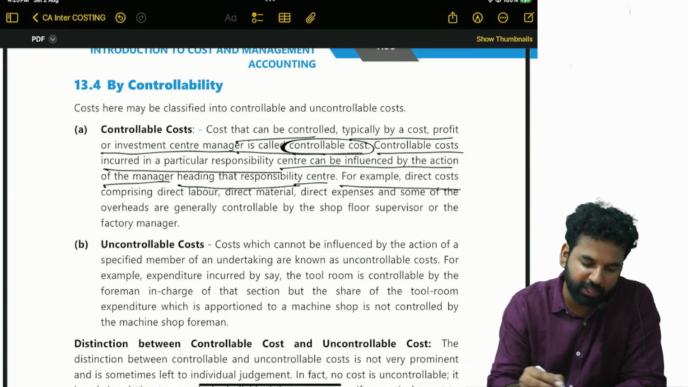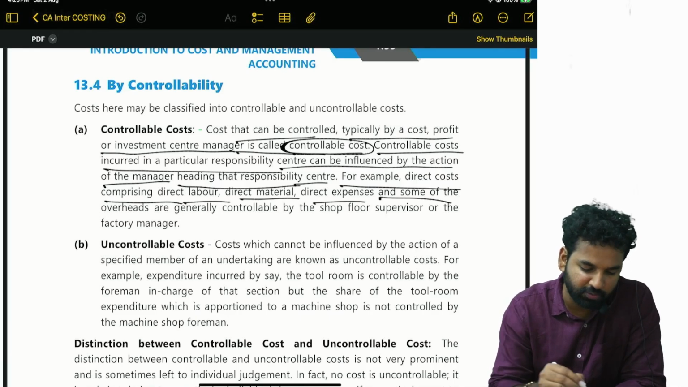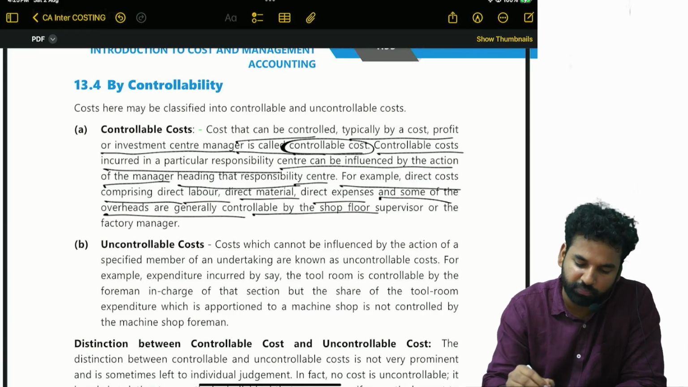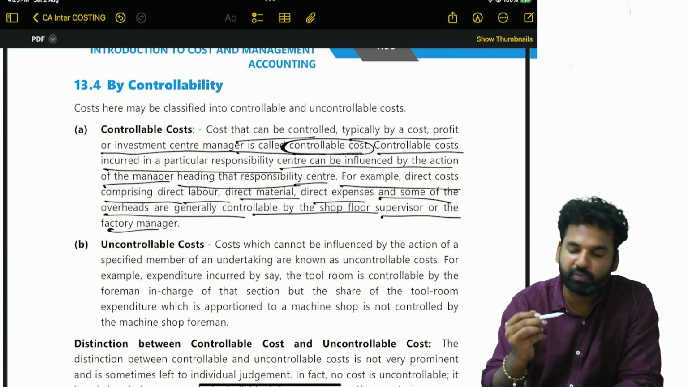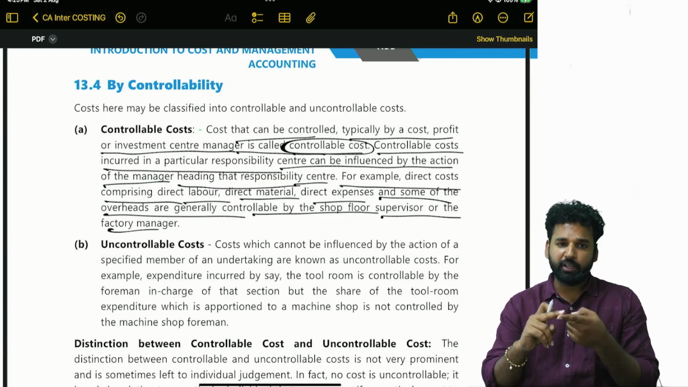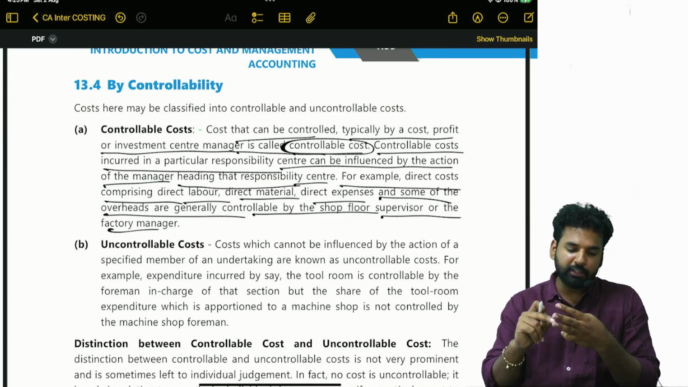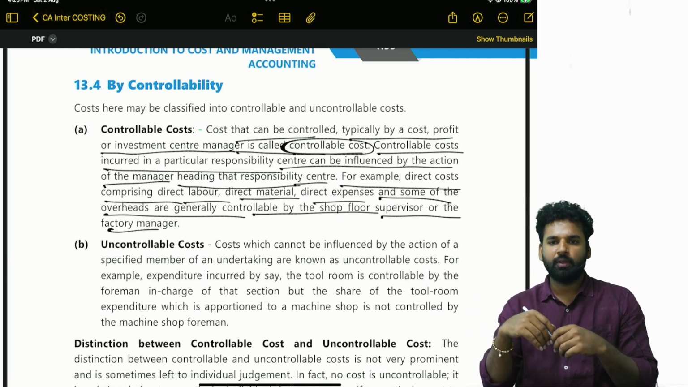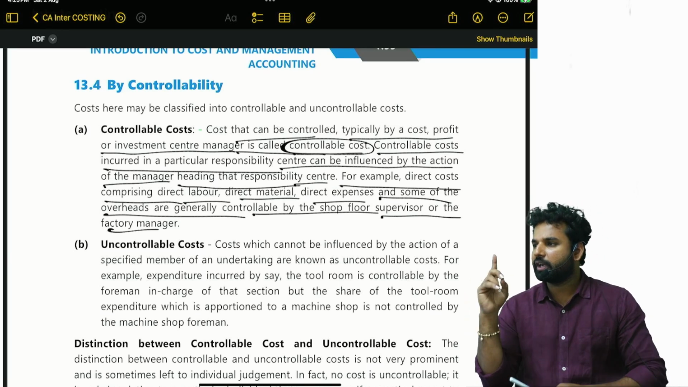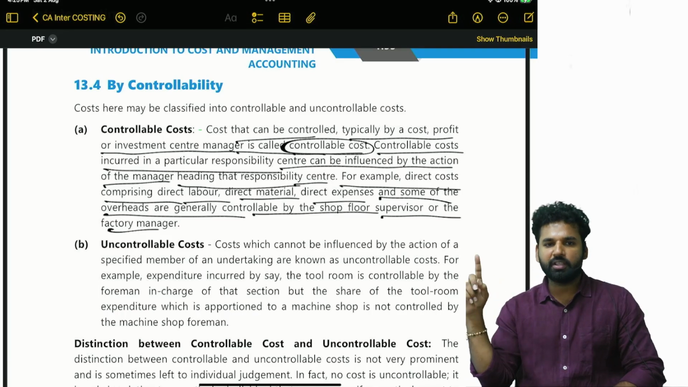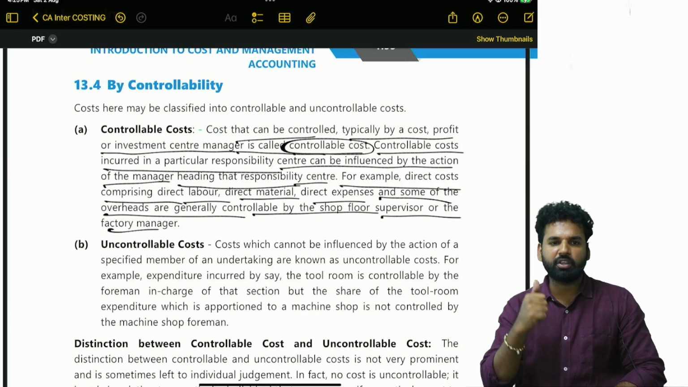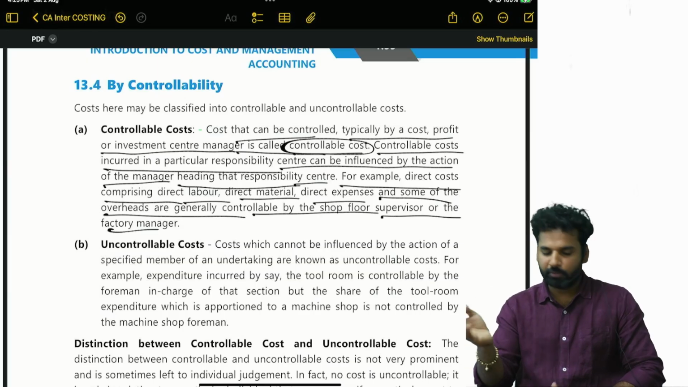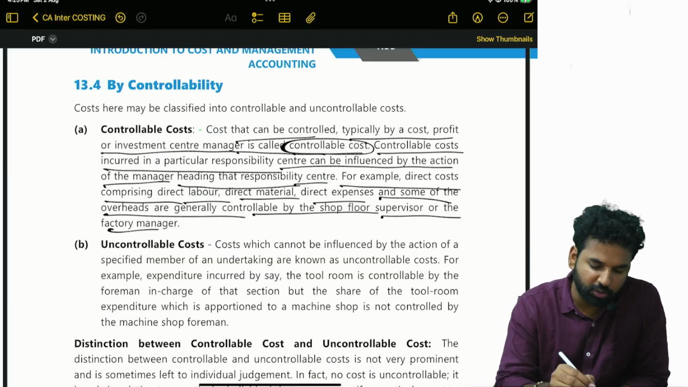For example, direct costs comprising direct labor, direct material, direct expenses, and some of the overheads are generally controlled by the shop floor supervisor or the factory manager. So direct material, direct labor, direct expenses will be controlled by the production manager. Accountant salary in the office, manager salary in the office, CEO salary in the office cannot be controlled by the production manager. Correct? Next, uncontrollable costs.